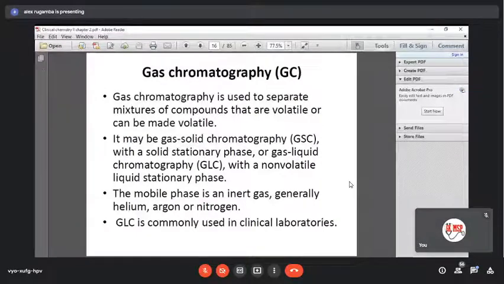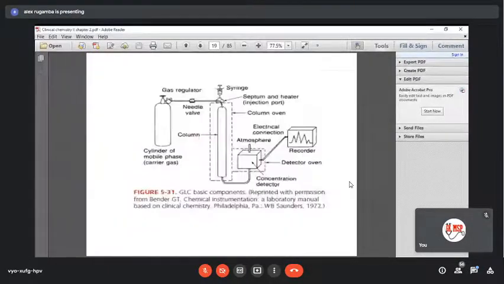It's used to separate a mix of compounds that are volatile and can be made volatile. It may be gas-solid chromatography with a solid stationary phase, or gas-liquid chromatography with a non-volatile liquid stationary phase. The mobile phase is an inert gas, generally helium. This is the same principle, but instead of using a liquid mobile phase, you use a gas. Here, this is the gas container, the cylinder of mobile phase gas. This gas will pass here and be detected like that. This is the column where the stationary phase is located.